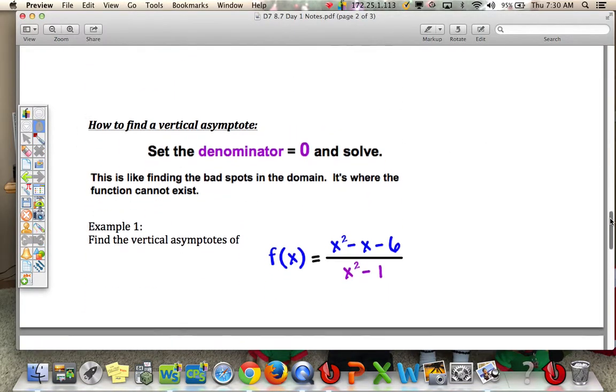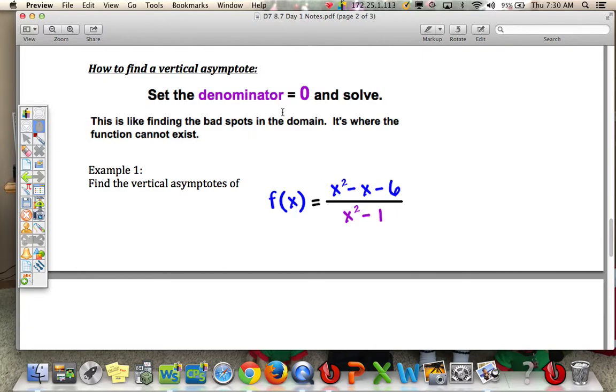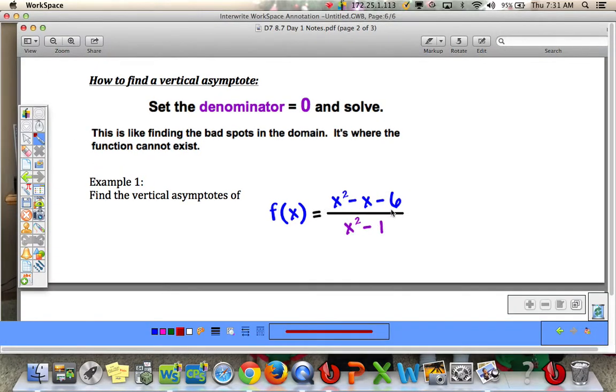All right, so to review, how to find a vertical asymptote. Set the denominator equal to 0 and solve. This is like finding the bad spots in the domain. It's where the function cannot exist. So here's the first example. Let's factor it first. You do need a factor. So the top would factor to what multiplies to negative 6 adds to negative 1, x minus 3, x plus 2. On the bottom, it's difference of squares, x plus 1, x minus 1.